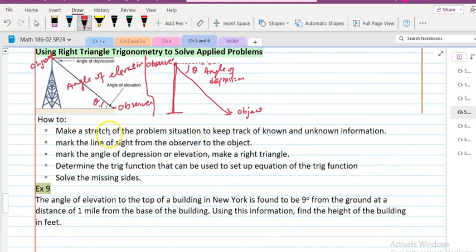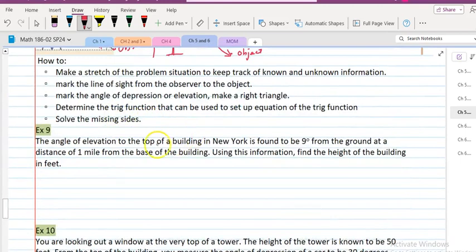So when we solve these word problems, we usually need to sketch a diagram or picture, and if it's related to an observer and an object, you want to mark the line of sight and mark the angle of elevation or depression. And then you have to decide which function to use. So what do you need to know? I have three functions that we normally use: SOH, CAH, and TOA, which is sine, cosine, and tangent.